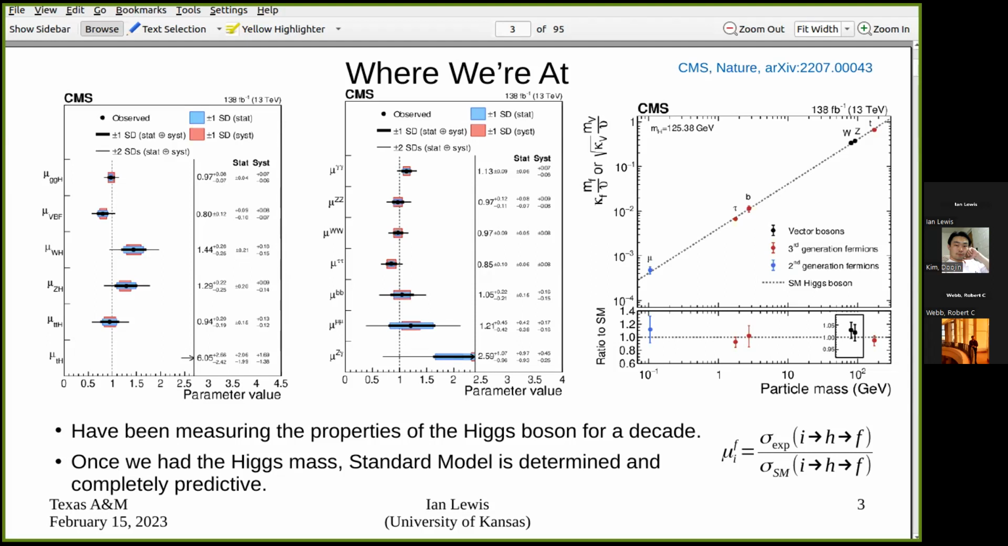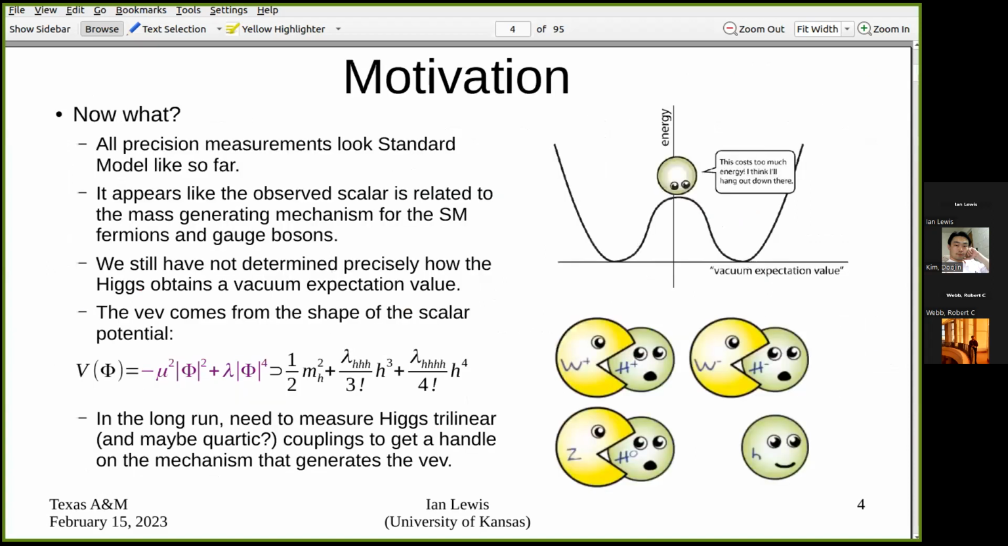But you know, this is impressive in that the standard model is working very well. It's also a little depressing in that the standard model is working incredibly well, and this is kind of the simplest thing we could possibly do to give everything masses, and it's working. Okay, but so now what?